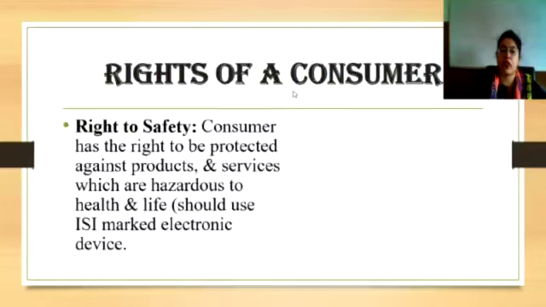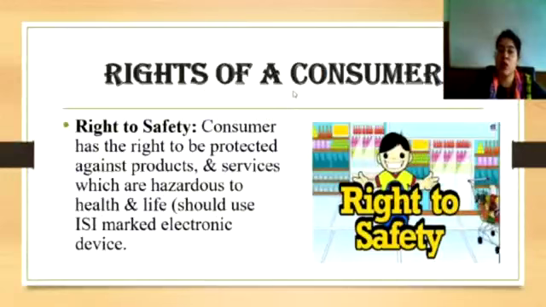Right to safety. Consumer has the right to be protected against goods, products and services which are hazardous to health and life. For example, while purchasing electronic devices, consumer must check the ISI mark on it. While purchasing jewelry items, consumer must check the hallmark. So, consumer must be protected against products and services which are hazardous to health and life.